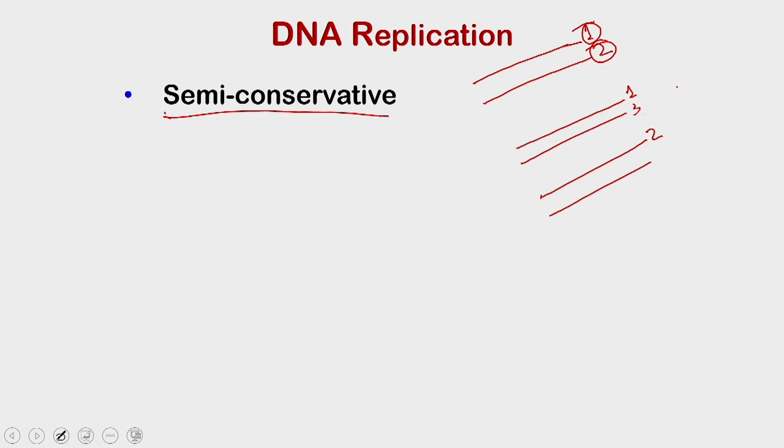And the new synthesis is going to happen, which is strand number 3 and strand number 4. This means that the DNA present inside the parent is going to be divided into halves, and that is why it is called semi-conservative, which means that the DNA present in the original cell is not going to be conserved.